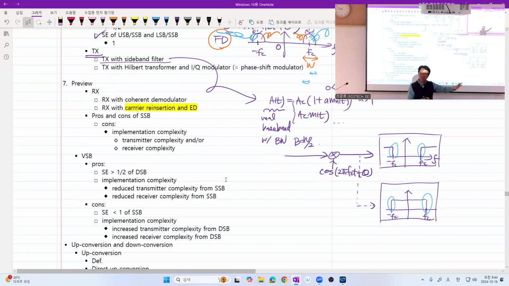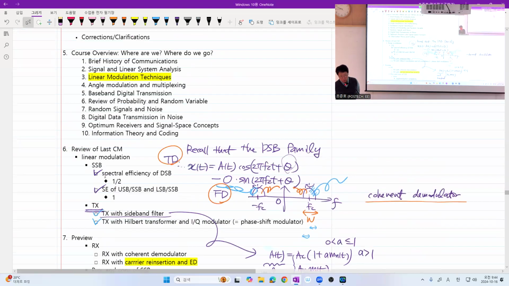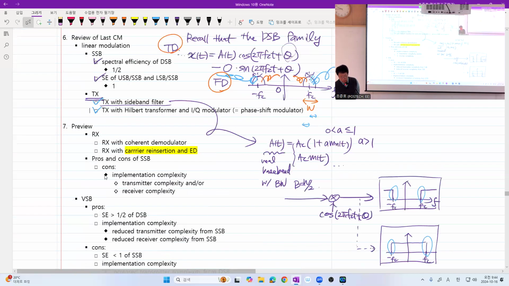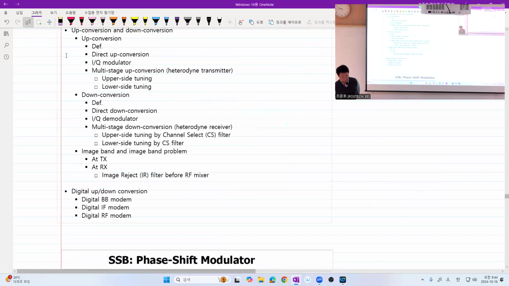So these guys in the building on the right thought about another one. That is the Hilbert transform based implementation of the transmitter. And that's what we learned last time. So let me remind you what the Hilbert transform is. Let me have a space. I'm always running out of space.